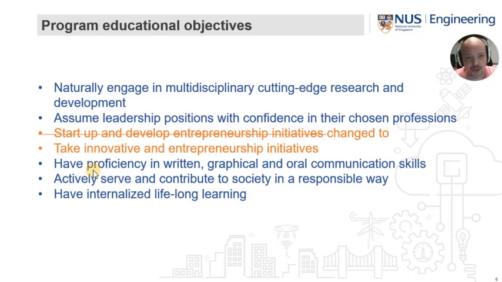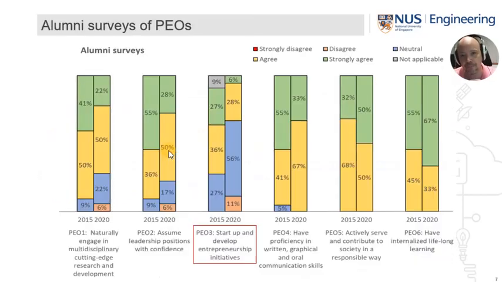Now, I mentioned here Startup and Develop Entrepreneurship Initiatives. We used to have this as a PO, but we've toned it down. Why did we do that? Let me give you one example. As I mentioned, we have a number of sources where we collect data to ensure that MLOs, SLOs, and POs are met sufficiently well. And here is one example from an alumni survey of POs.